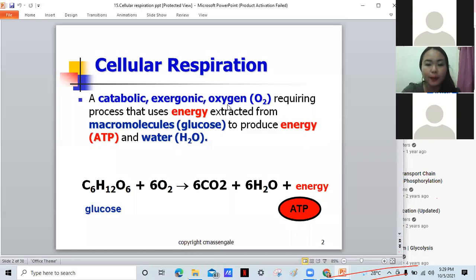So again, cellular respiration has three main steps, like photosynthesis, no? It has light dependent and light independent.